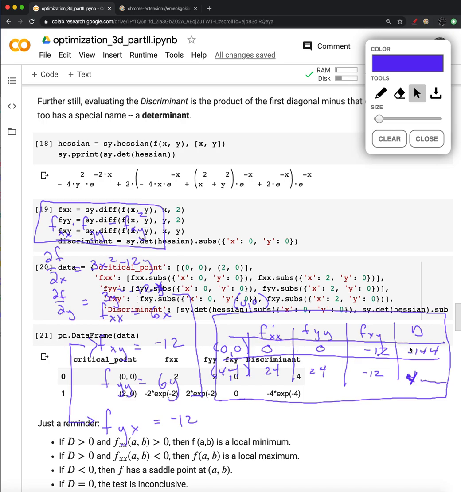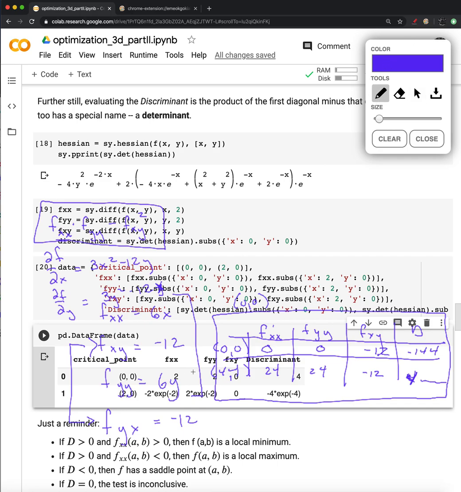So what was the value of our discriminant? Well, it was negative here. So if it was negative, well, then f has a saddle point there. And that's that. So at 0, 0, this must be a saddle point. Saddle.